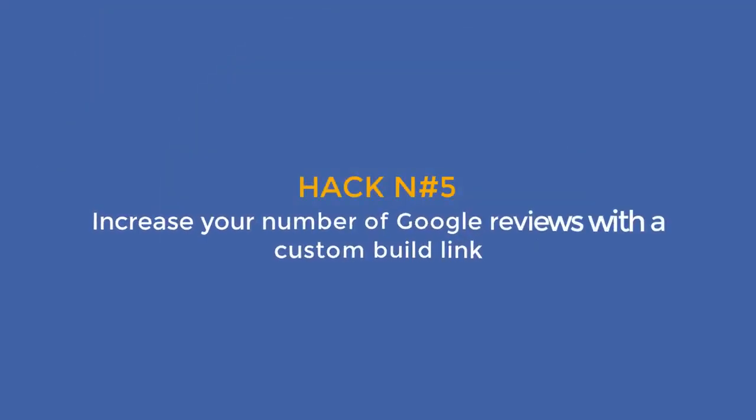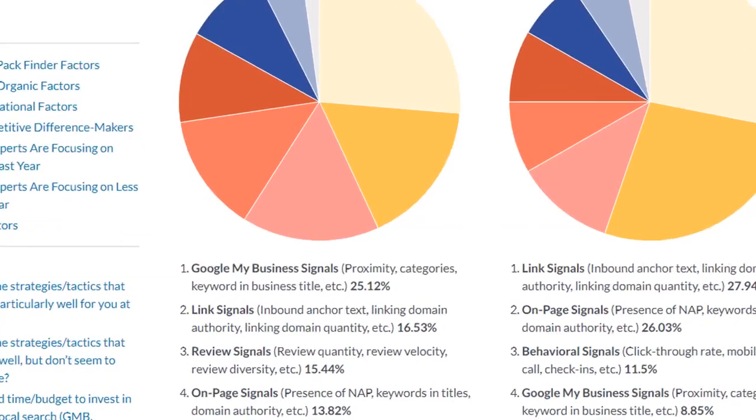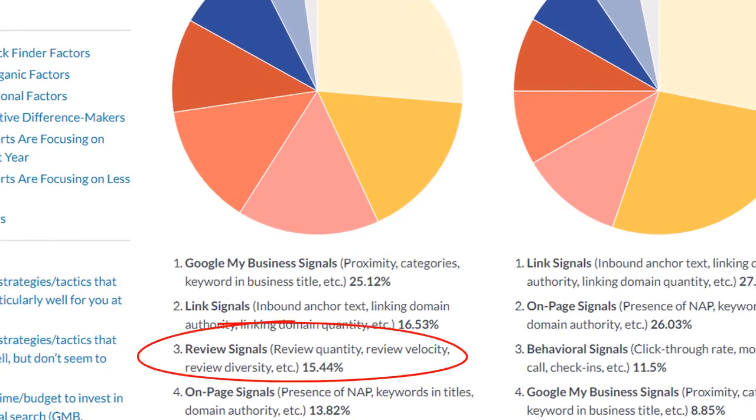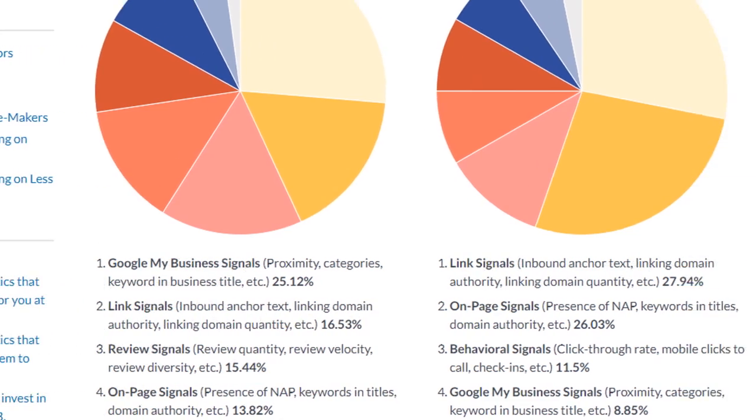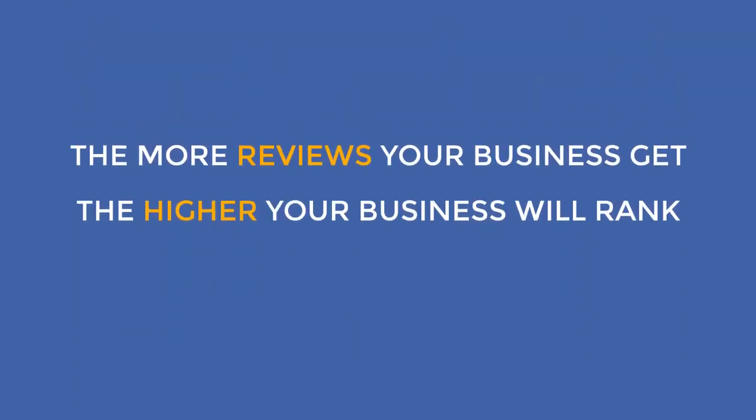Let's move on to hack number 5. Increase your number of Google reviews with a custom built link. Did you know that reviews are the third most impactful indicator that Google looks at to rank businesses in a map pack? Well, you do now. This means the more reviews your business gets, the higher your business will rank in Google. If those reviews are good, of course.